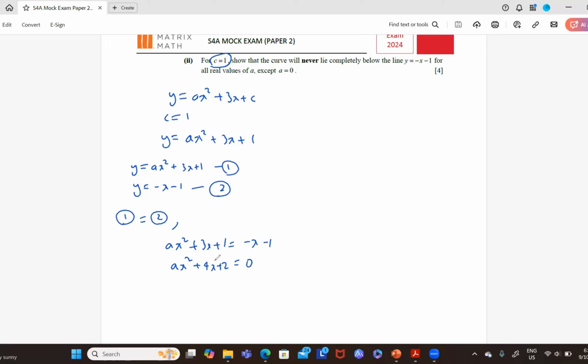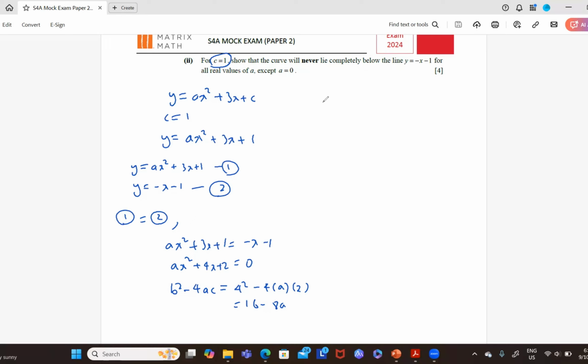Now let's go and observe the discriminant. Okay. So b squared minus 4ac. Let's see what this value is. So this is 4 squared minus 4 times a times 2. So it's 16 minus 8a. Okay, so let's observe the two different criteria. What happens when a is more than 0 and what happens when a is less than 0?